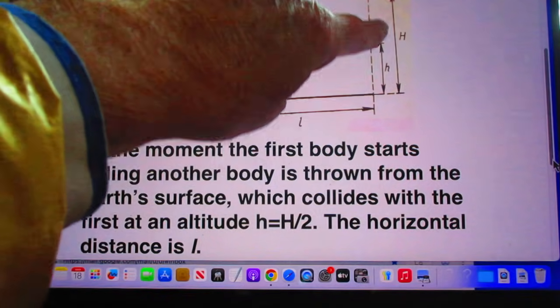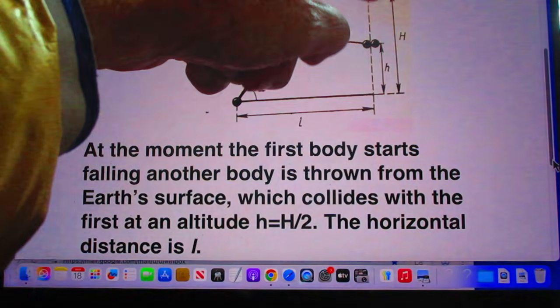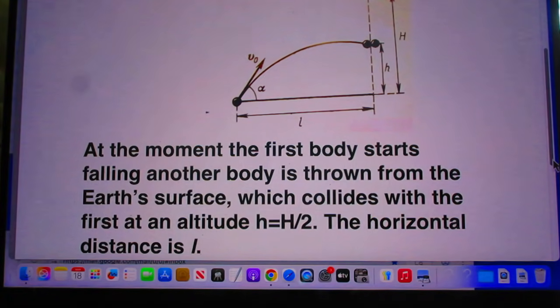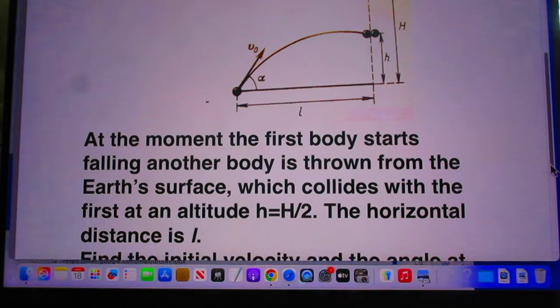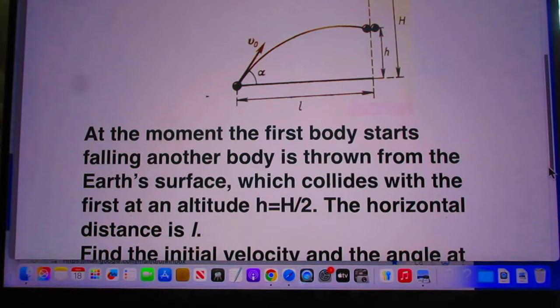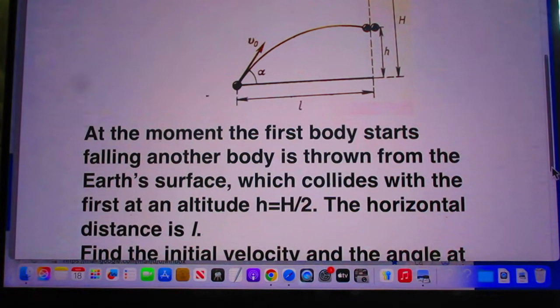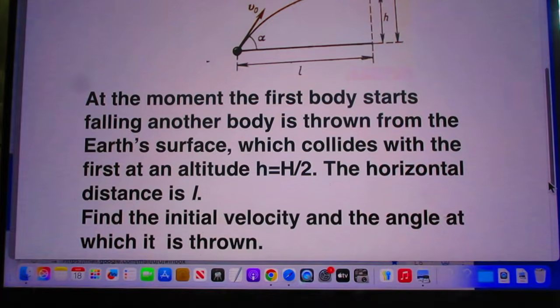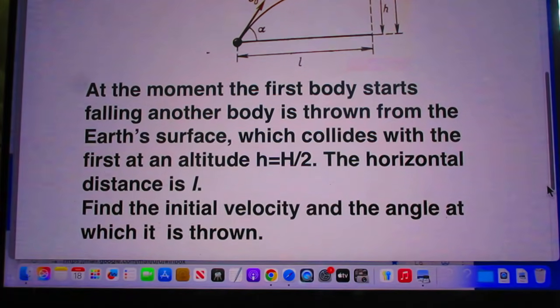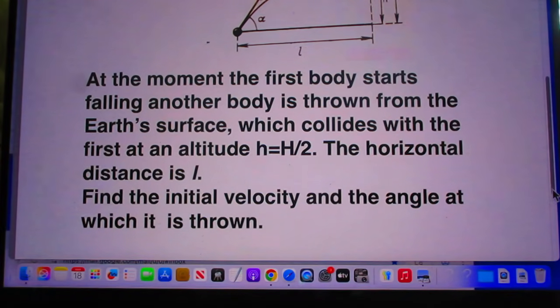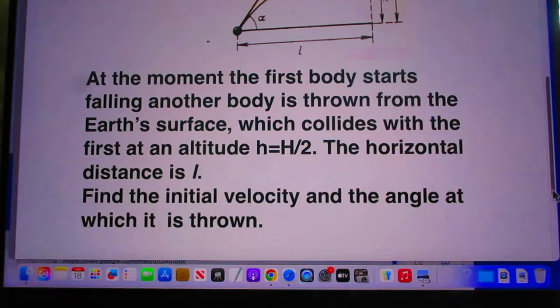So this h is half this. And the horizontal distance at the impact is L. This is L. Find the initial velocity and the angle at which it is thrown. Classic 801 problem.